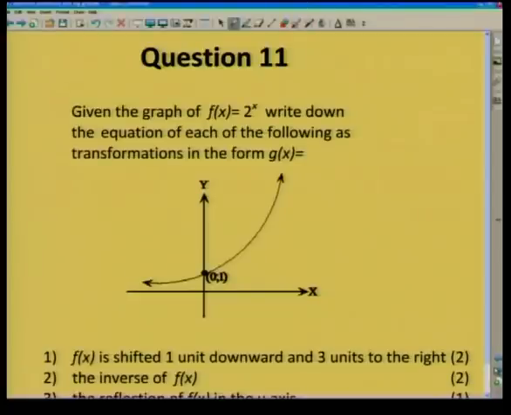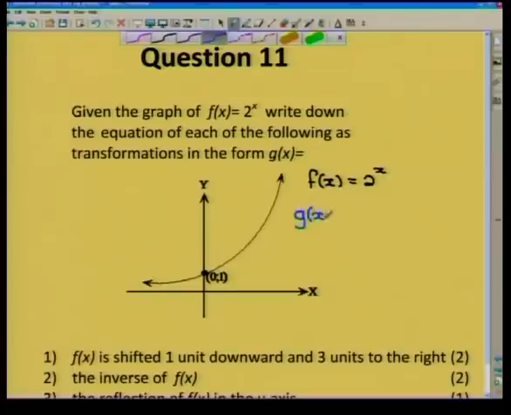Right, let's move on. Now we get to question 11. Question 11 says, given the graph of f of x equals 2 to the x, write down the equation in each of the following transformations in the form g of x equals. Now the first one says f of x is shifted 1 unit downwards and 3 units to the right. So let's go back to this original equation, write it down. We have f of x equals 2 to the x. We want to find a new graph, g of x, where this happens to it.